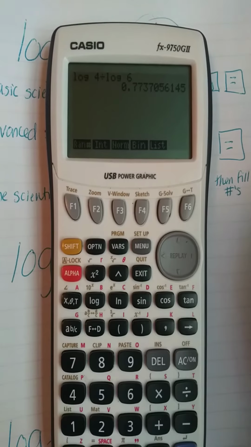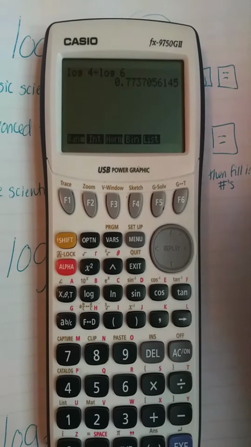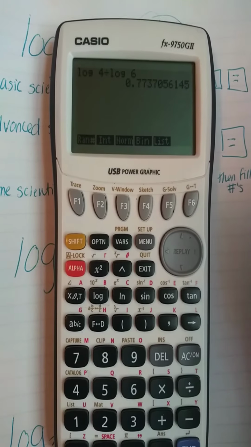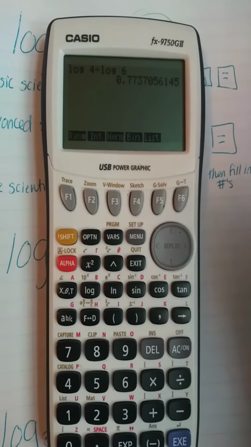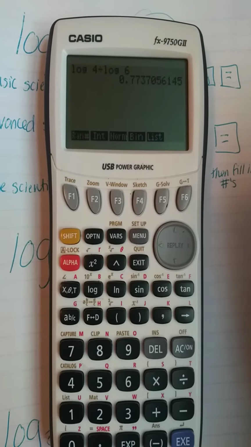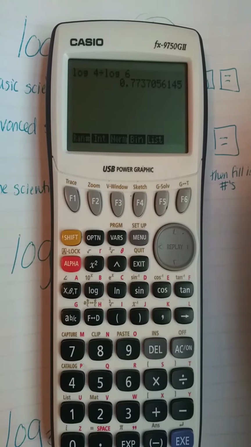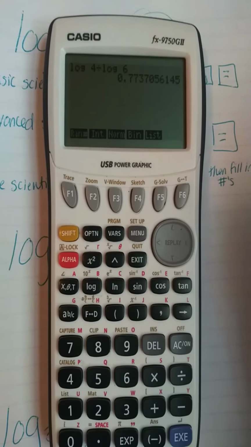Your TI, I forget now, I don't remember the model, but it's a really common scientific calculator. We'll do it this way. Scientific calculators run the gamut of what they can do, and I know some of you have very unique calculators.